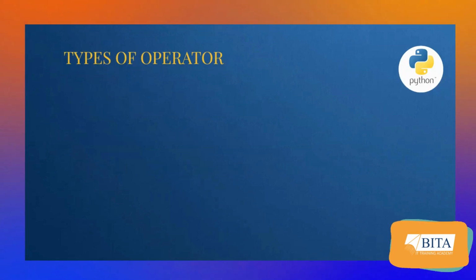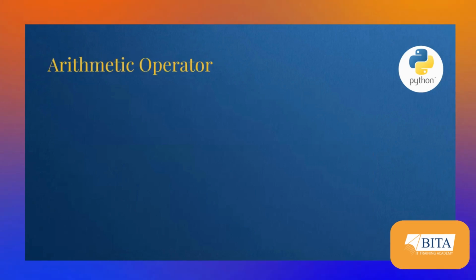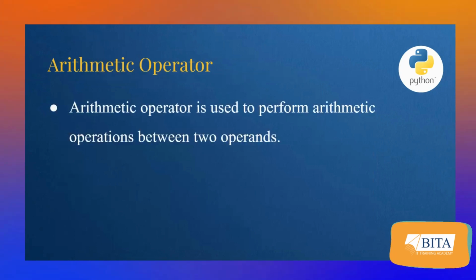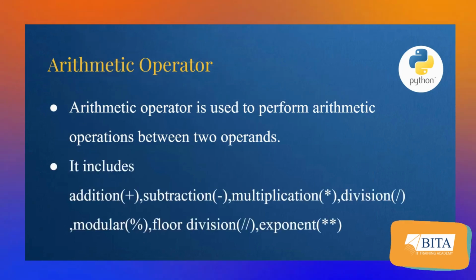So what are the different types of operators we have? Arithmetic, relational, logical, bitwise, assignment, identity, and membership operators. So these are all the different kinds of operators. First, we are going to discuss arithmetic operators. Arithmetic operators are used to perform arithmetic operations between two operands. In arithmetic, we have addition, subtraction, multiplication, division, modulus, floor division, and exponent.